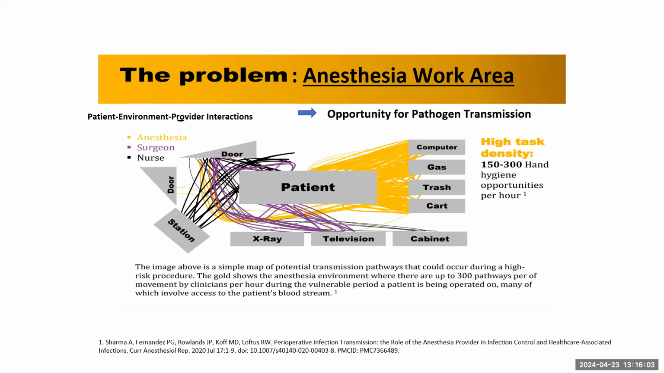So this type of movement can be problematic, and there is a need to wash one's hands when you're going back and forth, a basic preventive measure. Now, for the anesthesia workspace, it's been shown by Rowlands et al. and by Biddle et al. that anesthesia providers have anywhere from 75 to 300 opportunities per hour to wash their hands. Now, that's a very difficult thing to achieve, and it sets the stage for non-compliance.